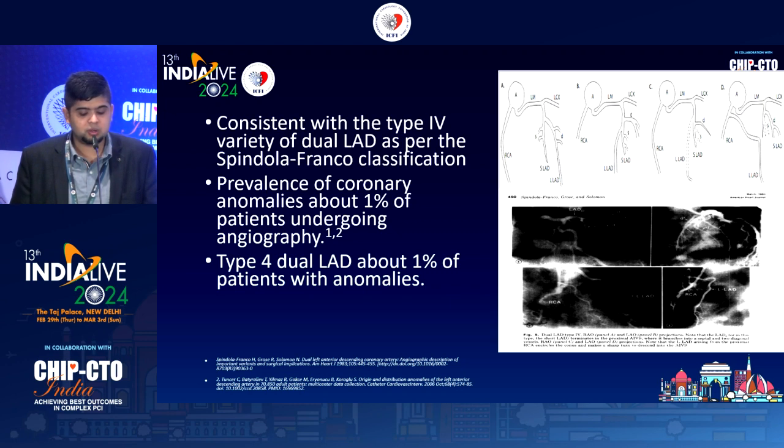In type 1, the long LAD travels in the left side of the interventricular septum. In type 2, the long LAD travels along the right side of the interventricular septum. In type 3, the long LAD travels intramyocardially.